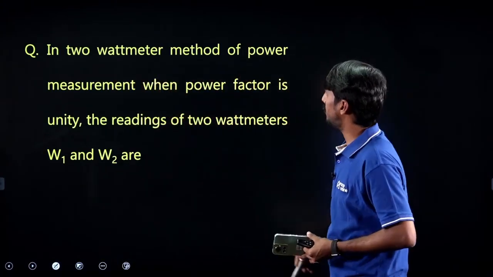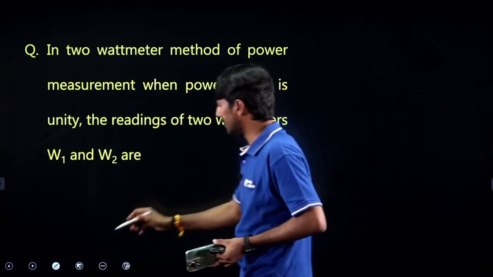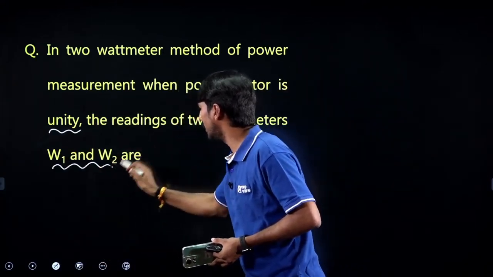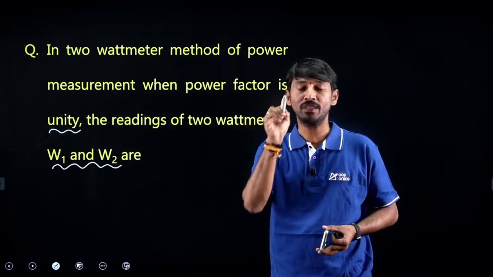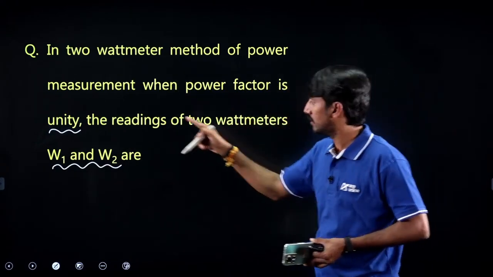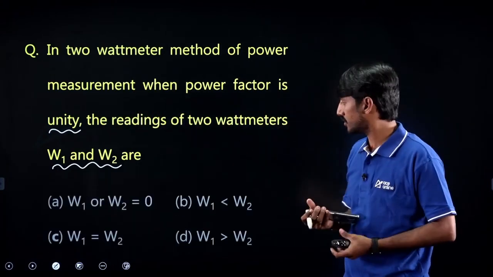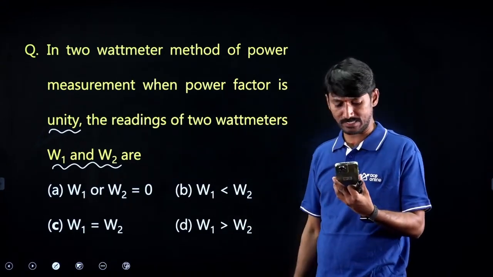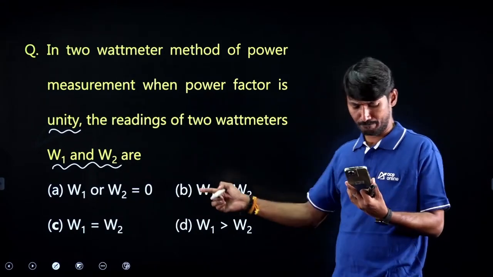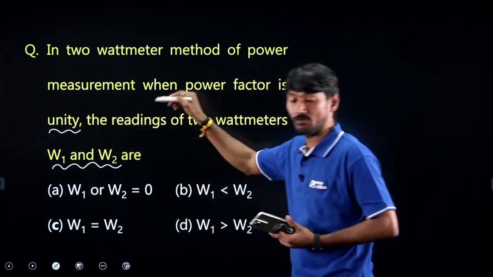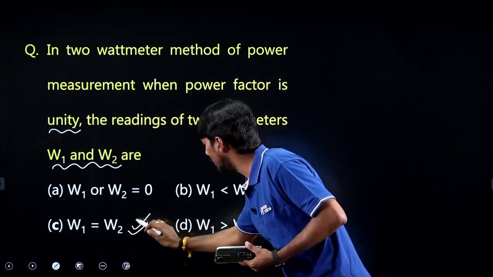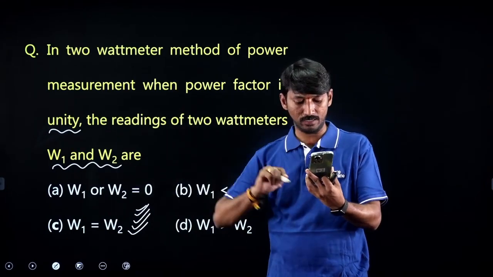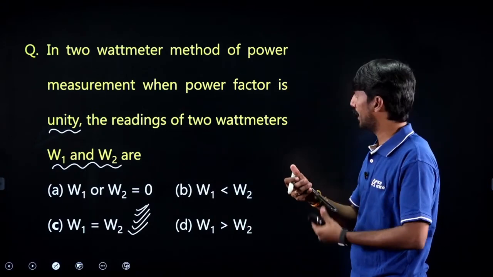In the two wattmeter method of power measurement, when the power factor is unity, the readings of the two wattmeters W1 and W2 are... It is a straightforward question. I have covered this in the concept also. See the options. Tell me. Durga Prasad, yes, correct. Power factor is unity means the wattmeter readings will be equal, W1 equal to W2. Option C is the answer. If both wattmeter readings are equal, correct. Very nice.